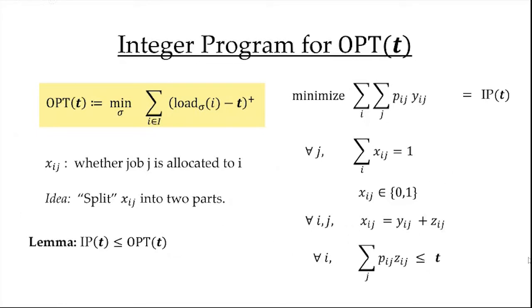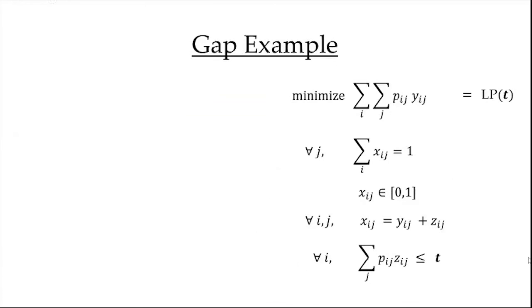So what's the usual thing? The usual thing is you linearize this. Instead of 0, 1, you say it's between 0 and 1. But this linear program has a gap. And maybe that is worthwhile to see. And the example is this. There's one job, t machines. The processing time is t square on every machine. And if I split, I just use the z variables to allocate everywhere, and the y's are zeros.